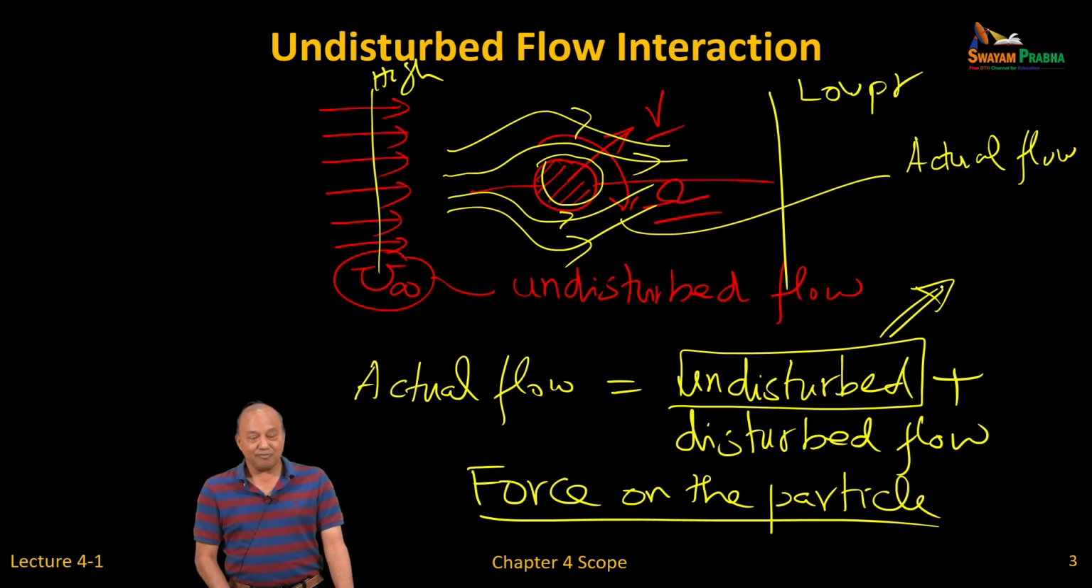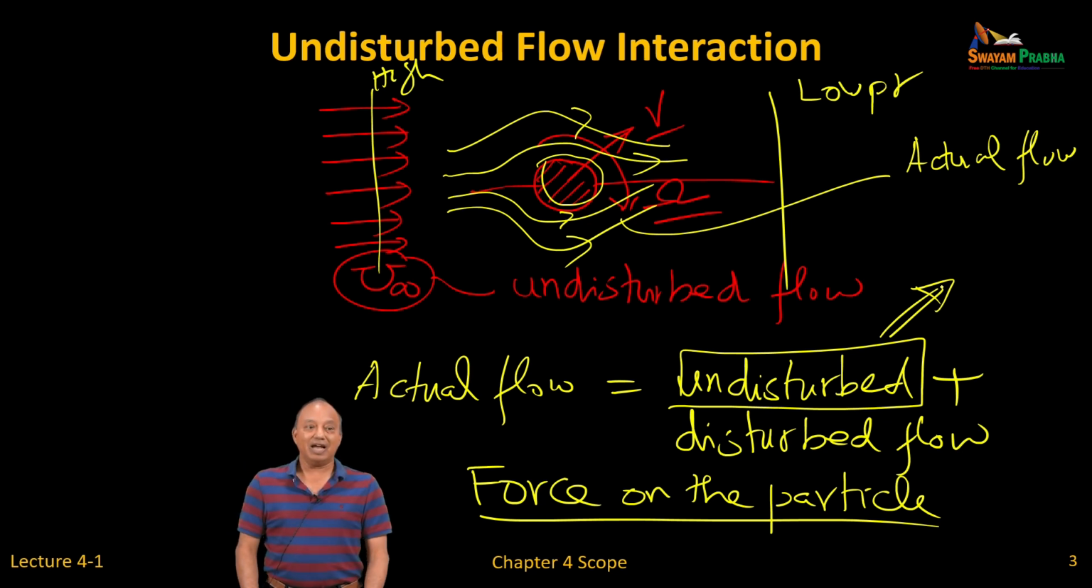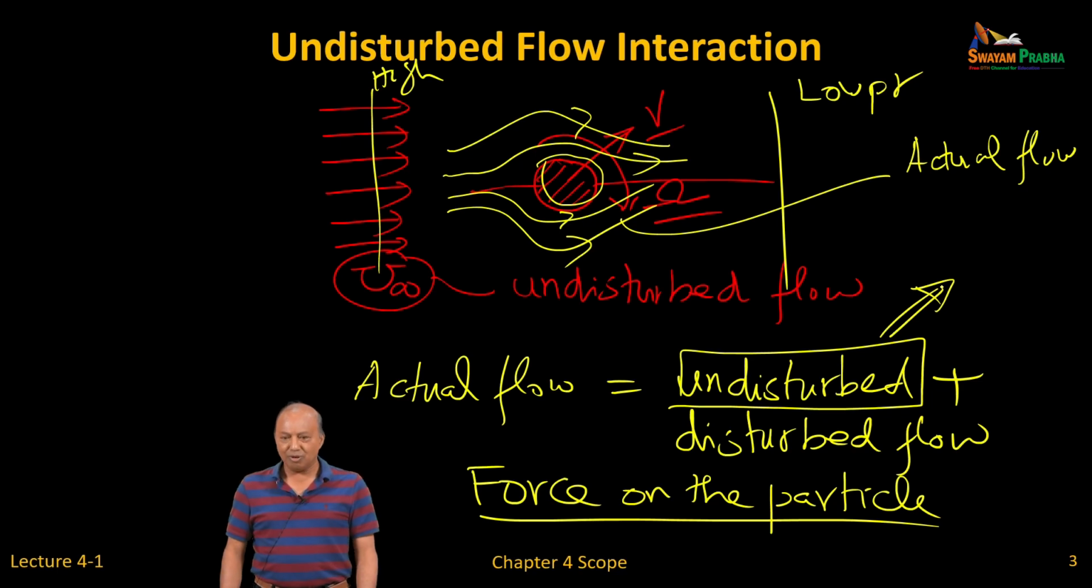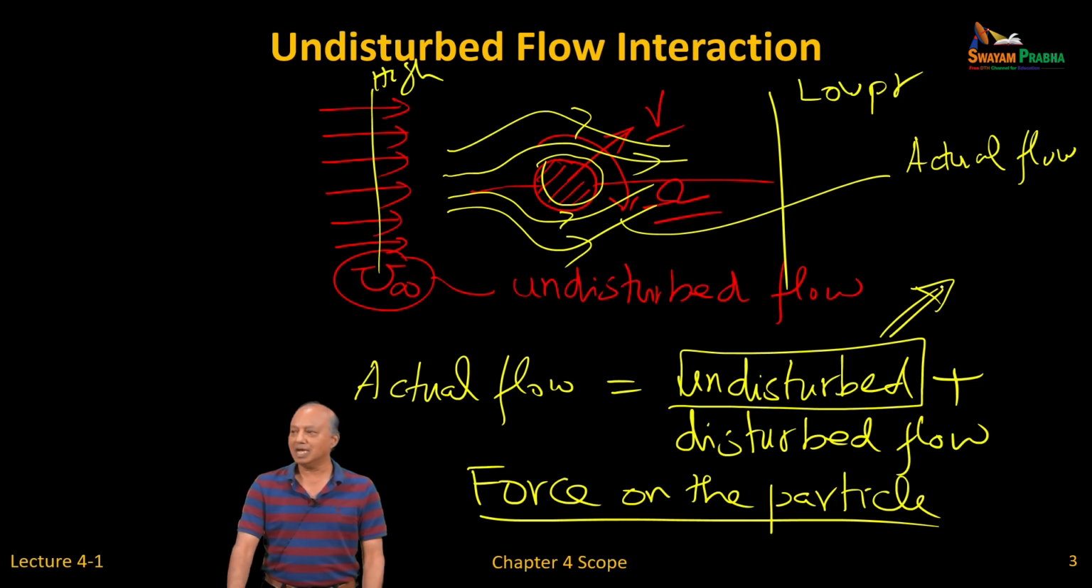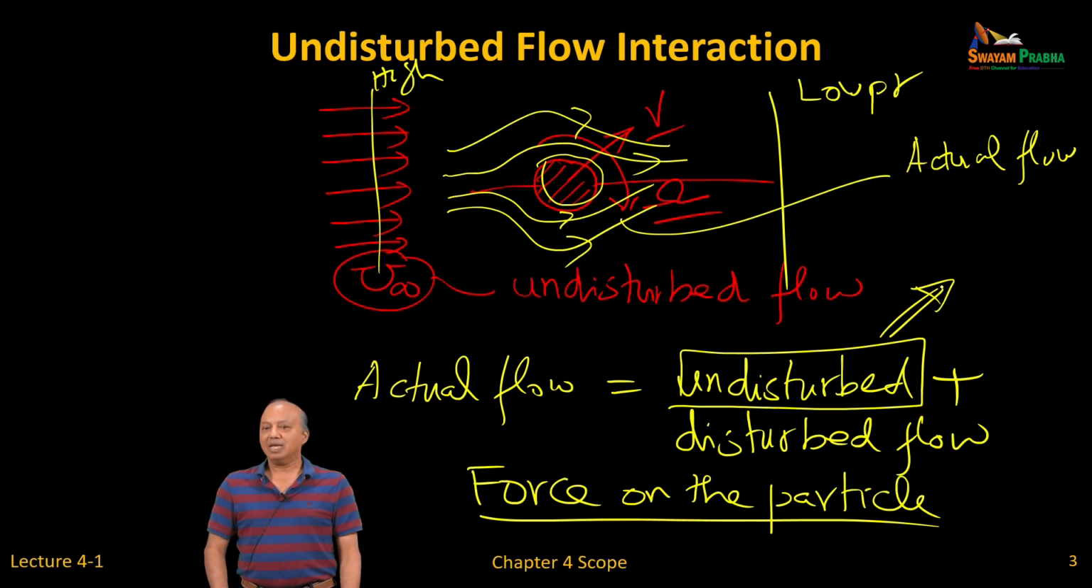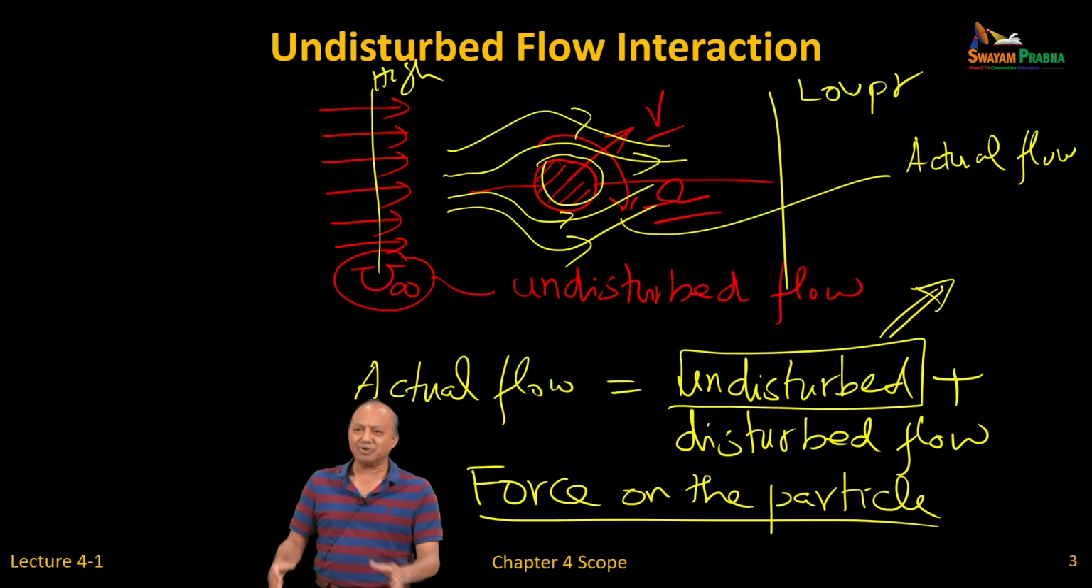Now the disturbance flow is because of the fact that if there is a flow, the flow has to negotiate around the particle, so the perturbation flow creates additional force, and that's where the Stokes drag and other things come. So think of it this way. The force on the particle will be broken into two pieces. One is the undisturbed flow force, and the other part is the disturbed flow force. So I'm trying to build the story.